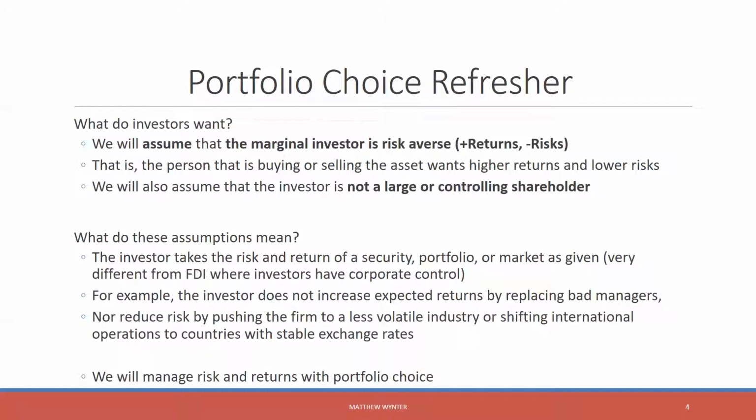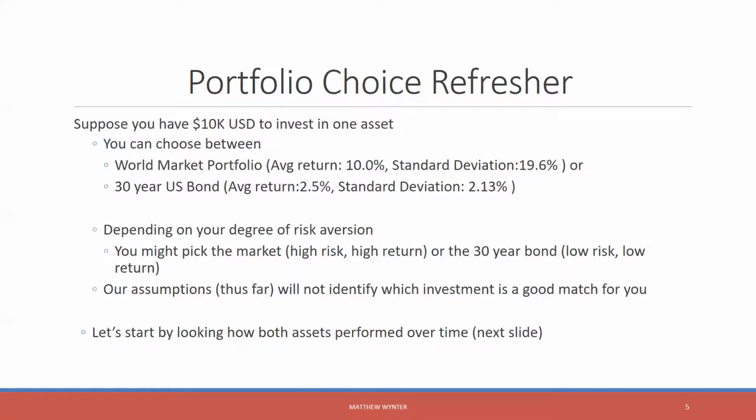We will manage risk and return with portfolio choice. Suppose you have 10K US to invest in one asset. You can choose between the world market portfolio with an average return of 10% and a standard deviation of 19.6%, or a 30-year US bond with an average return of 2.5% and a standard deviation of 2.13%.